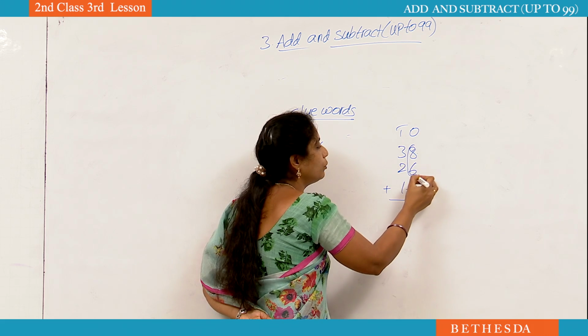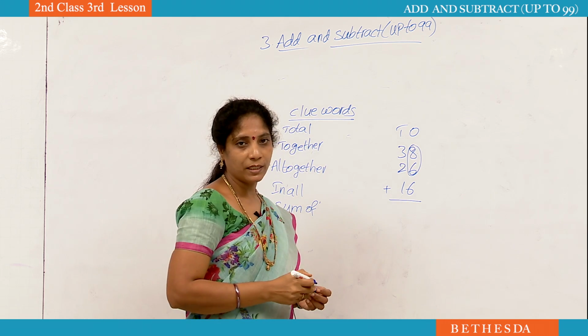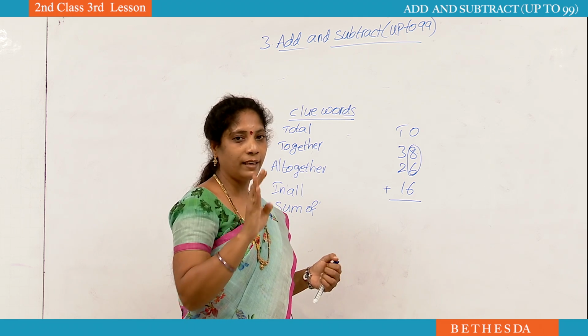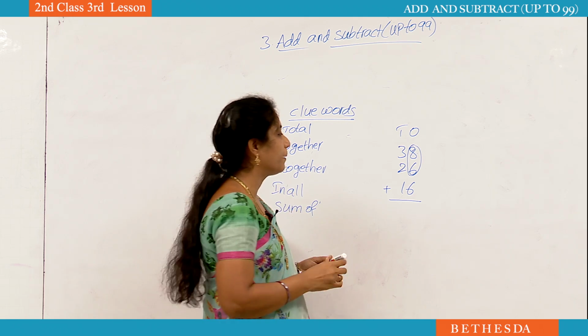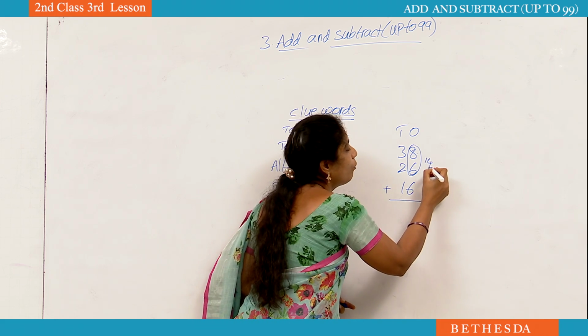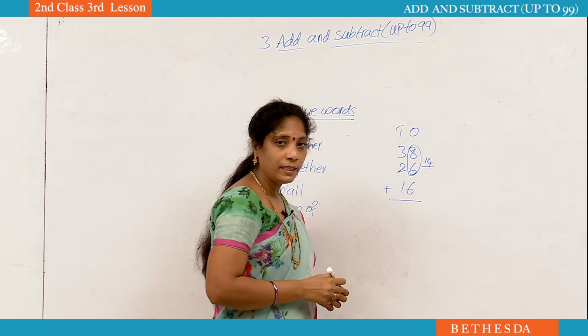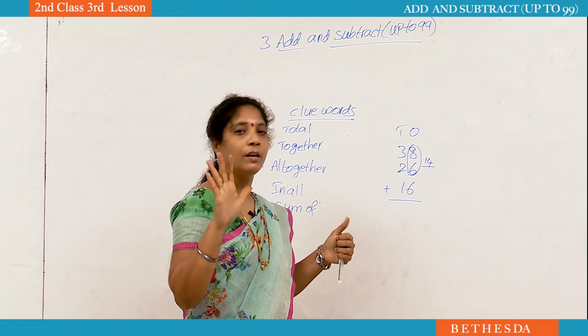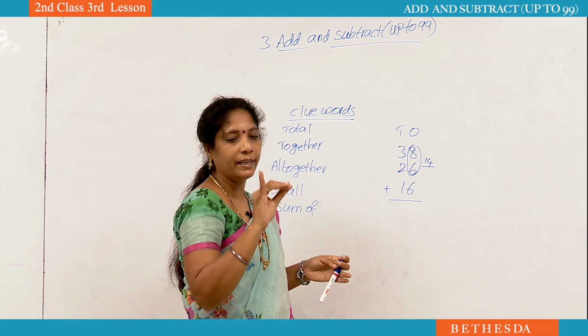Now first we have to do these two numbers only. 8 plus 6. 8 is in my mind, 6 is in my hand. 8, after that 9, 10, 11, 12, 13, 14. We got the 14. 14 plus 6. 14 is in our mind, 6 is in your hand. 14, after that 15, 16, 17, 18, 19, 20.